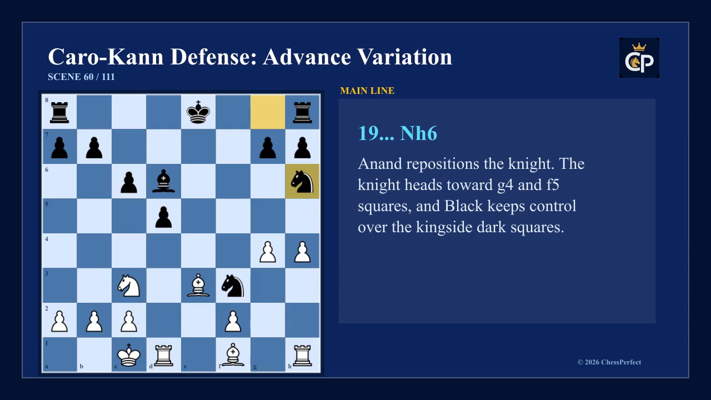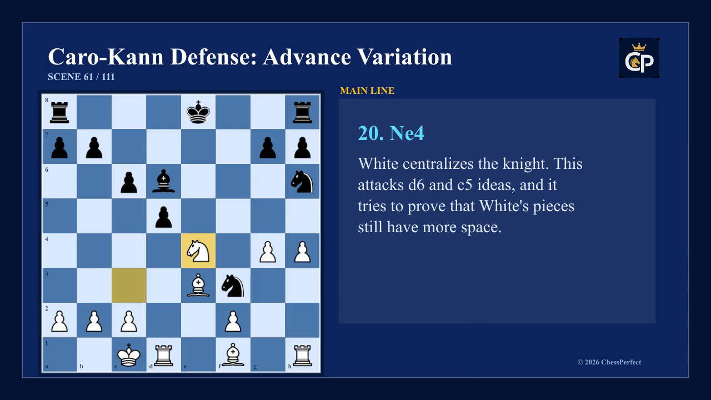Knight h6. Anand repositions the knight. The knight heads toward g4 and f5 squares, and black keeps control over the kingside dark squares. Knight e4. White centralizes the knight. This attacks d6 and c5 ideas, and it tries to prove that white's pieces still have more space.